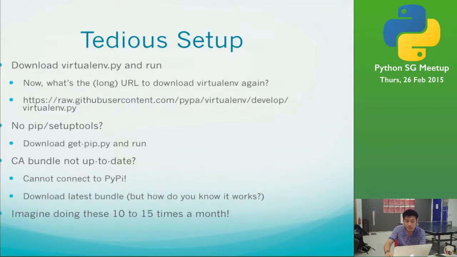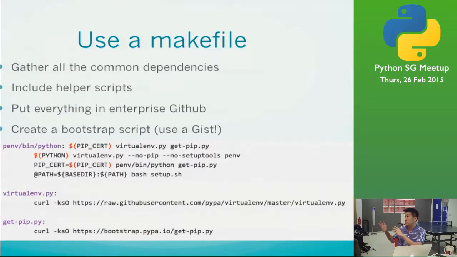So the way I handled this problem was to gather all the common dependencies. What do I need? I need to install VirtualEnv, I need the get-pip script. So I use the base common denominator, a makefile. You can use your own build system, whatever you want. Put all the actions inside your makefile, and along the way, different systems will have different missing dependencies.